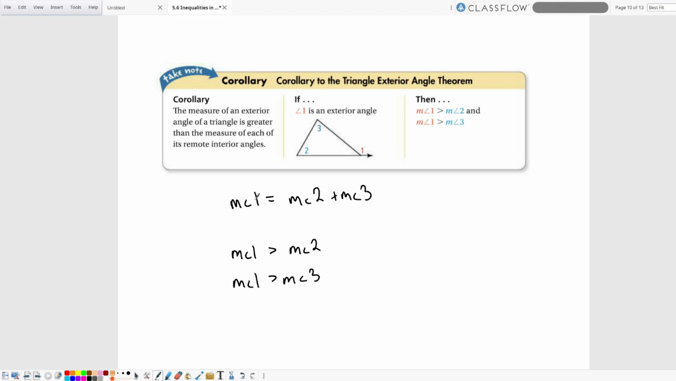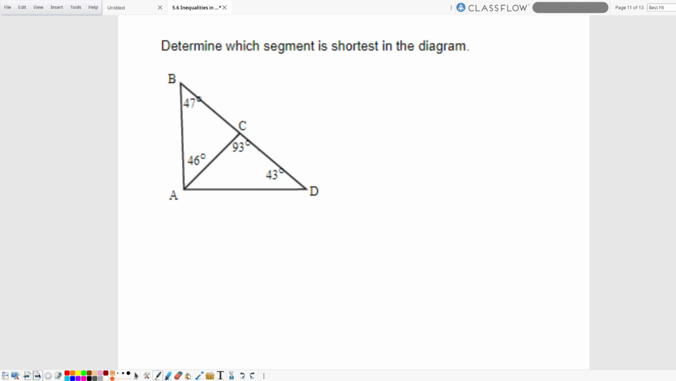So the measure of angle 1 should be larger than the measure of angle 2 by itself because you removed the measure of angle 3, which has to be a positive number. The measure of angle 1 is also going to be larger than the measure of angle 3 by itself because you have now removed the measure of angle 2. And that's what we get down here. So that is the corollary to the triangle exterior angle theorem.